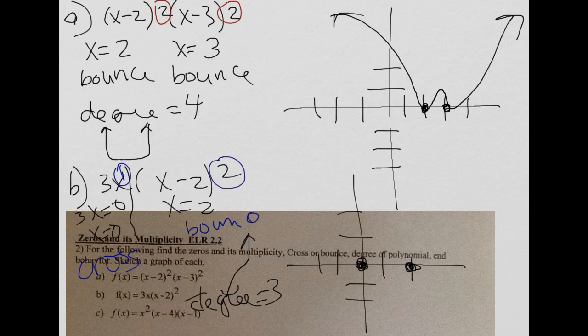Alright, so if I'm coming up from this side here, at the 2 it's going to bounce, and then at the 0 it's going to cross. So there's the behavior of 2b.